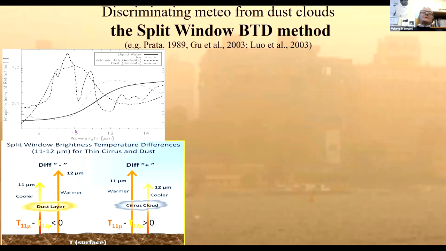The opposite happens for volcanic ash and dust, for giant aerosols, which are much more absorbing in the 10-11 micron band than in the 12 one. So this means that when we observe the thermal infrared radiation crossing these two kinds of clouds, we measure a major signal at 12 micron compared with 11 micron, with radiation leaving the Earth's surface, which we assume at the same brightness temperature, crossing the dust layer, compared with what happens with the cirrus cloud or a semi-transparent meteorological cloud.